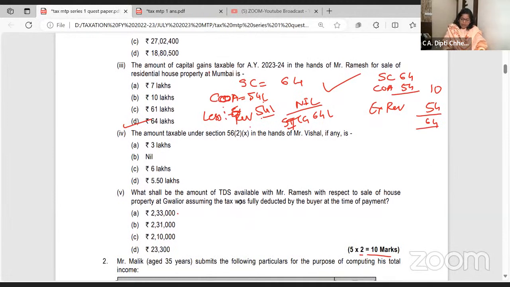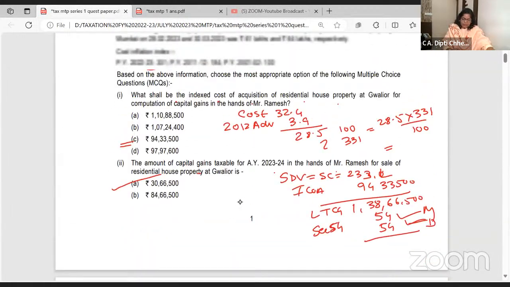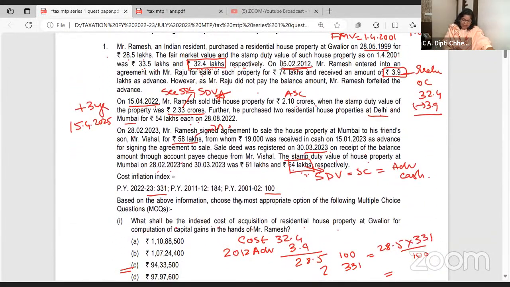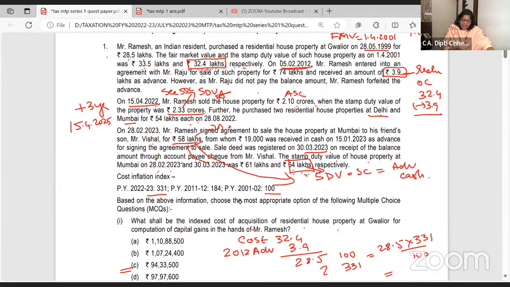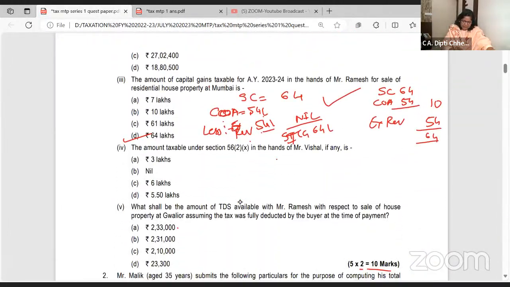Now, amount taxable under 56(2) in the hands of Vishal. Ab dekho Vishal, jisko usne Mumbai ka ghar sale kiya. Vishal is paying 58 lakhs for a house which he is getting in 64 lakhs. Agar ghar ki stamp duty value is 64 lakhs, so Vishal, why is Ramesh selling to you in 58 lakhs? Is Ramesh giving you 6 lakhs rupees gift? Yes, it is taxable. Third bit answer. 64 minus 58. Actual sale consideration is 58, but this is 64. 6 lakhs.